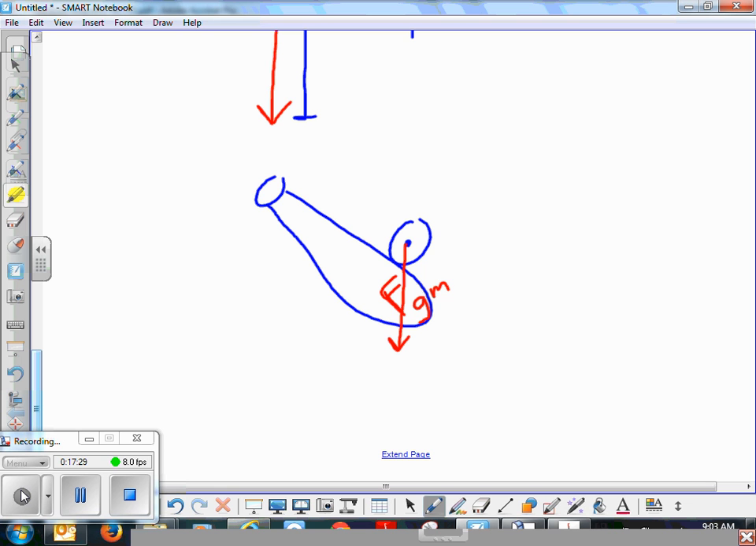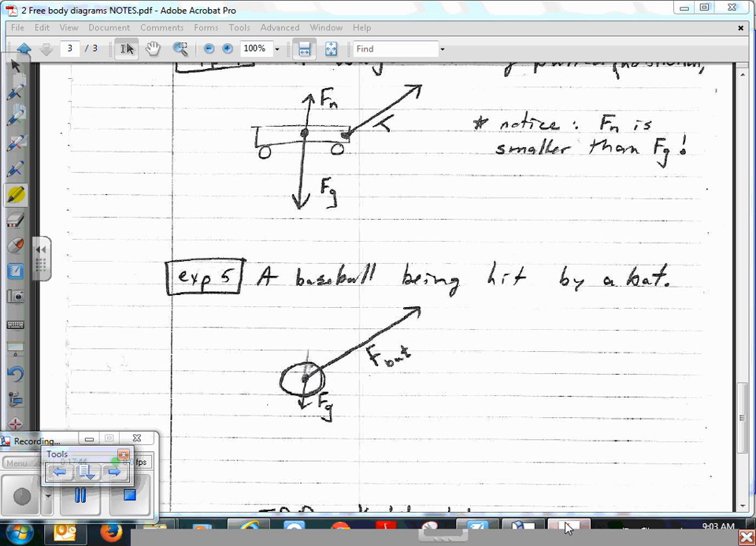What's going to make this thing accelerate? The force of the bat. So the force of the bat here. Okay, anything else? No. Okay. Let's look at another one here.